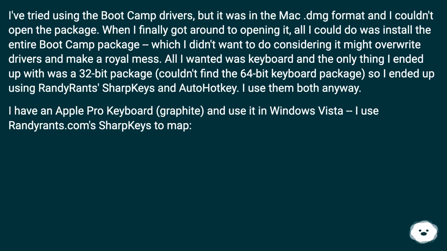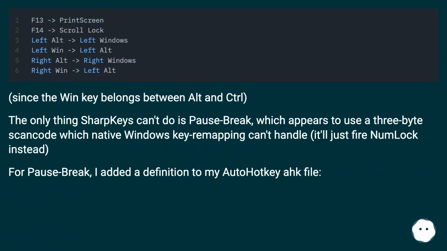I have an Apple Pro keyboard, Graphite, and use it in Windows Vista. I use Randyrants.com SharpKeys to map. Since the Win key belongs between Alt and Control, the only thing SharpKeys can't do is pause break, which appears to use a 3-byte scan code which native Windows keyboard mapping can't handle. It'll just fire numlock instead. For pause break, I added a definition to my AutoHotkey ahk file.